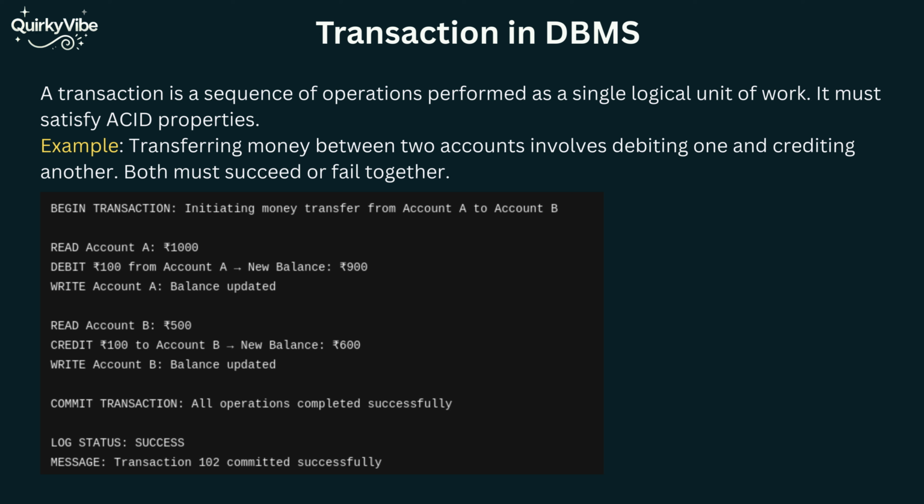Step 5, credit 100 rupees to account B. We add 100 rupees to account B. The new balance becomes 600 rupees, which is now saved. Step 6, commit transaction. Finally, we commit the transaction. This tells the database to permanently save all the changes made during this operation. The transaction log now confirms, transaction 102 committed successfully.